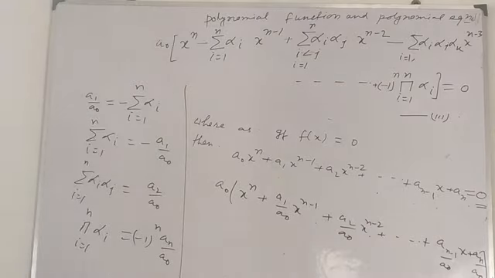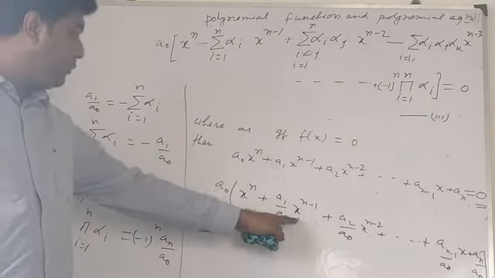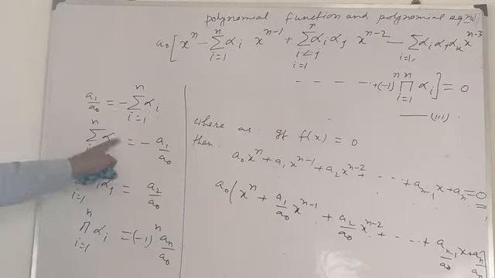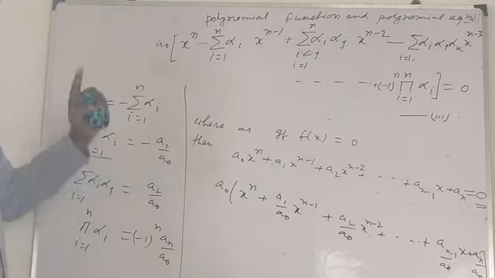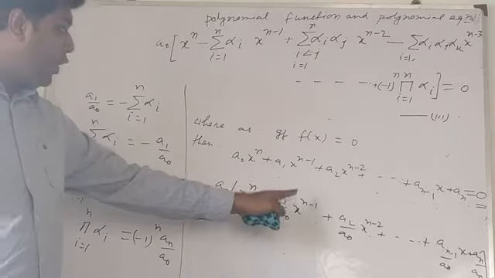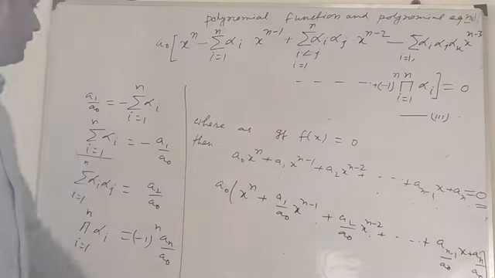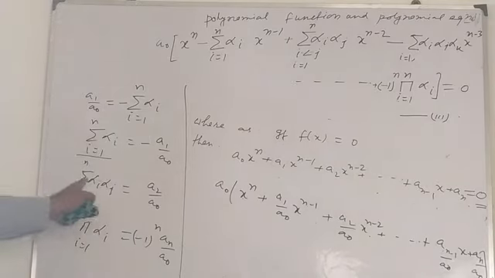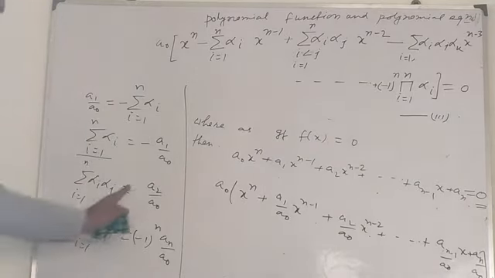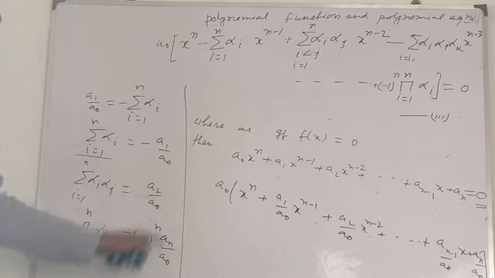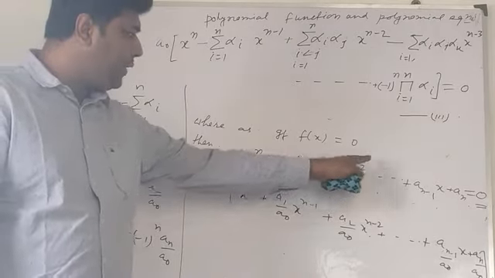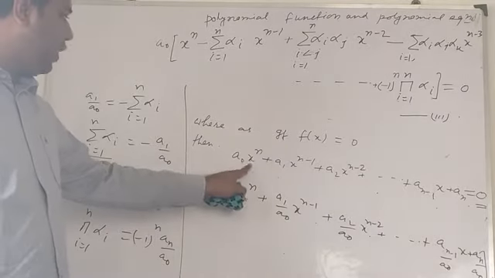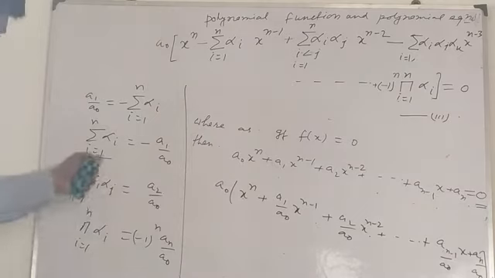So interesting fact is what? That means, from here, that sum of root taken 1 at a time is equal to minus a1 by a0. What is a1? a1 is the coefficient of x to the power n minus 1. And a0 is coefficient of x to the power n. Similarly, sum of root taken 2 at a time can be written as plus a2 by a0. What is a2? a2 is the coefficient of x to the power n minus 2 divided by coefficient of x to the power n. And hence we can go on.